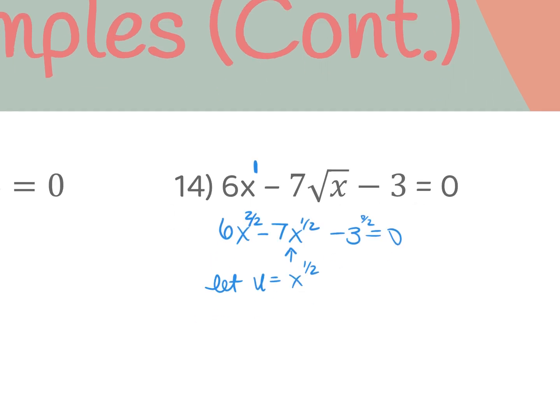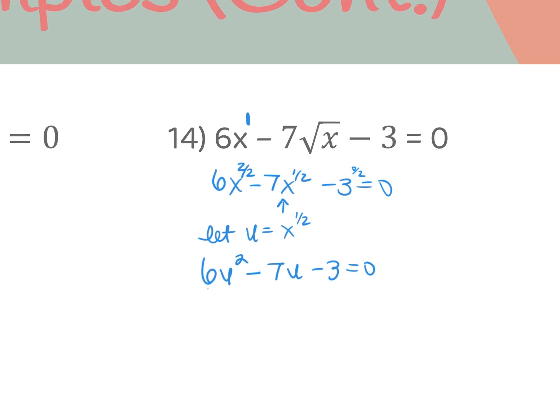So when I replace that here, I'm going to have 6u squared minus 7u minus 3 equals 0. So now we're going to multiply. See if we can factor this. Negative 18. What are the factors of negative 18 that multiply to give me negative 18, but add to give me a negative 7? That's going to be minus 9 and plus 2.